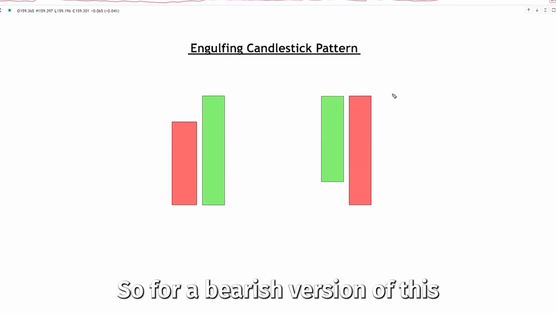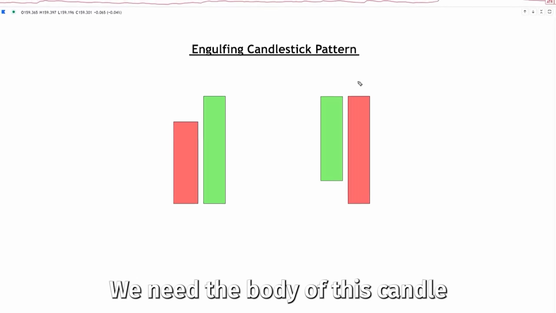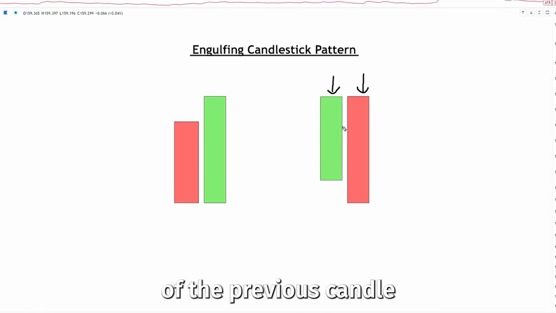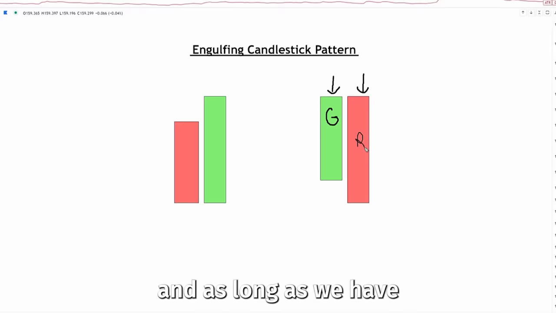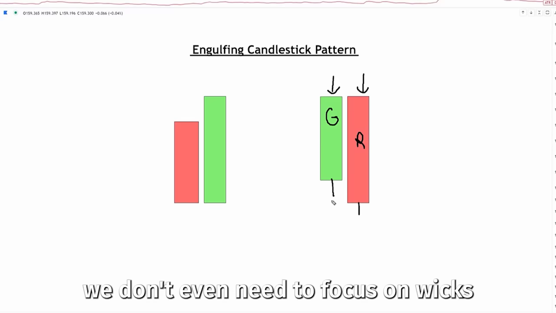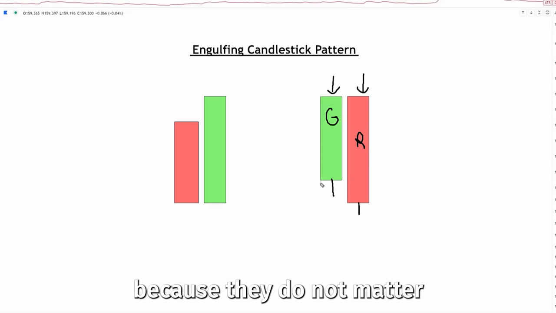So for a bearish version of this, it's completely the opposite. We need the body of this candle to be larger than the body of the previous candle. We need a color change from green to red, and as long as we have those two things, despite what the wicks look like, we don't even need to focus on wicks for this candlestick pattern because they do not matter.